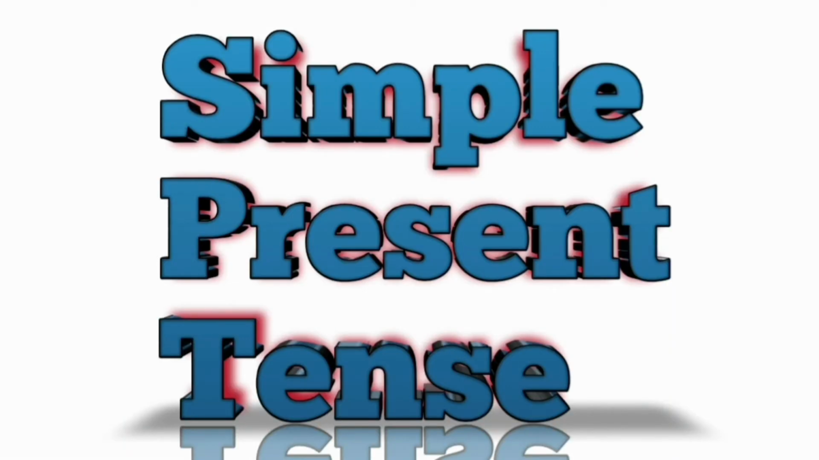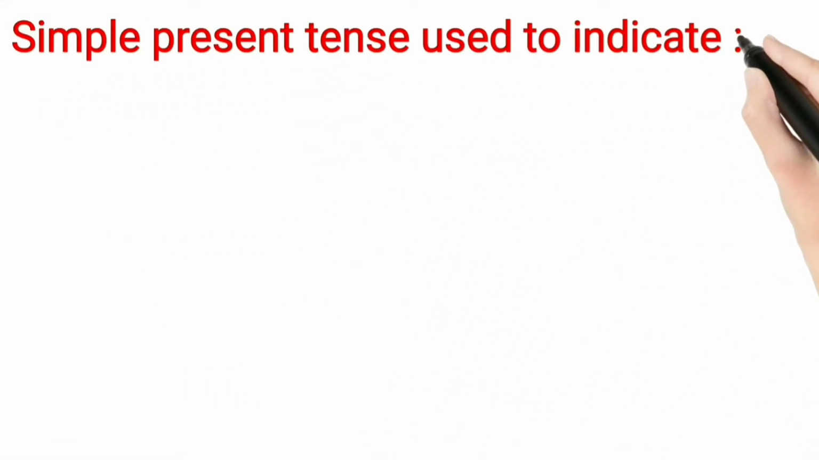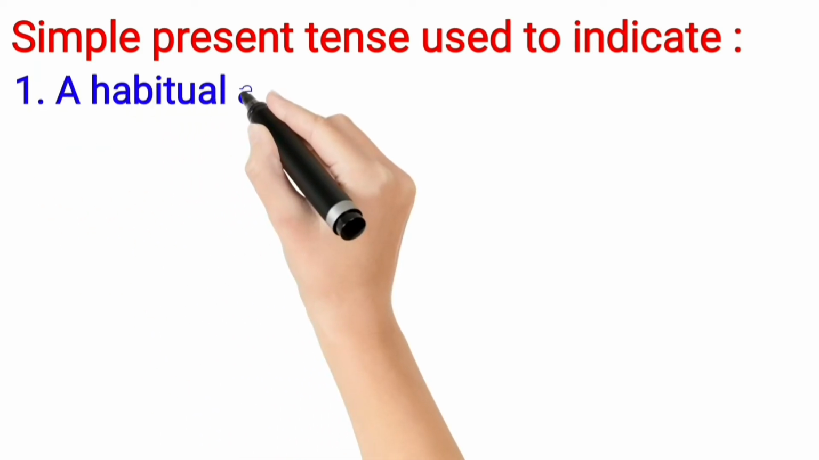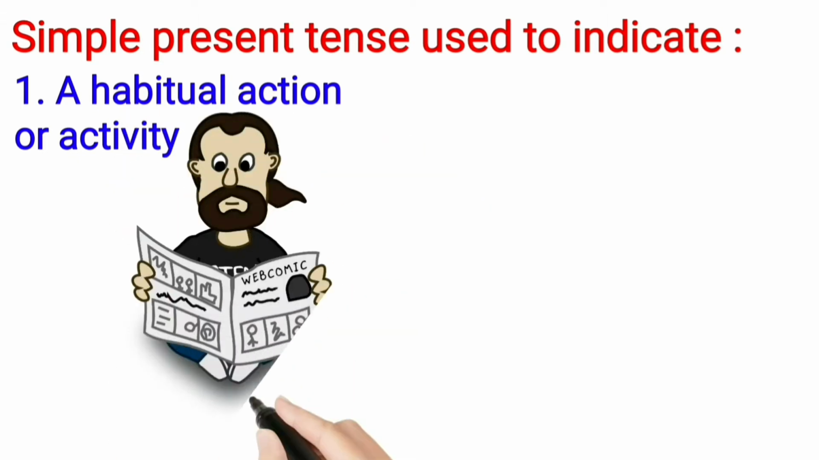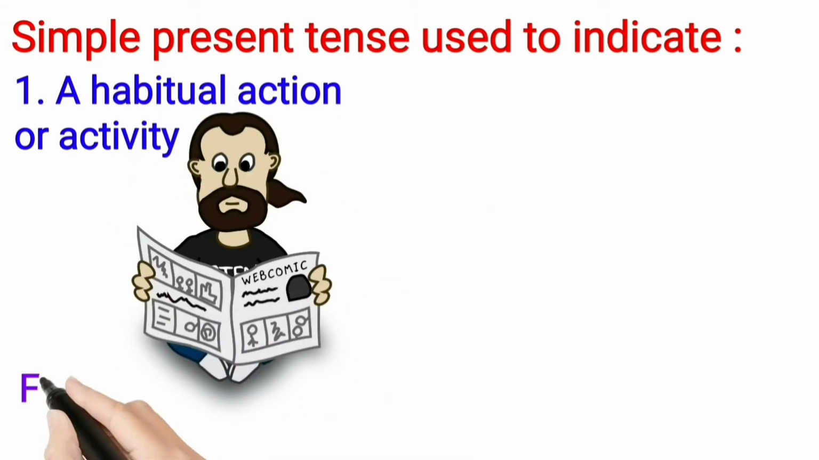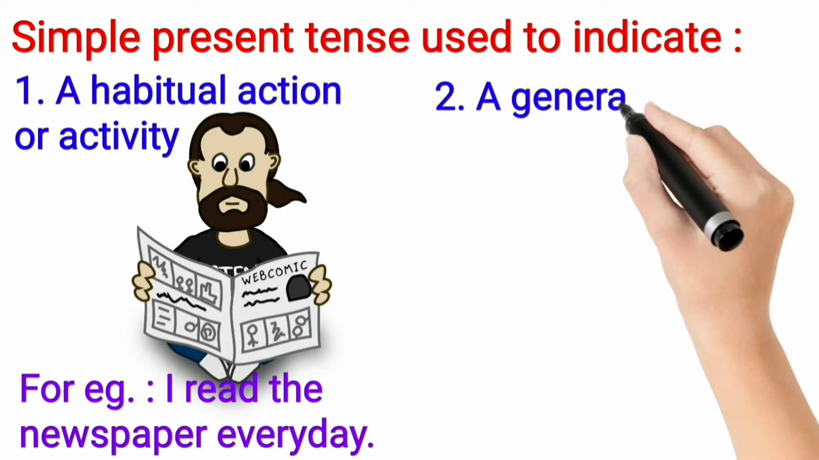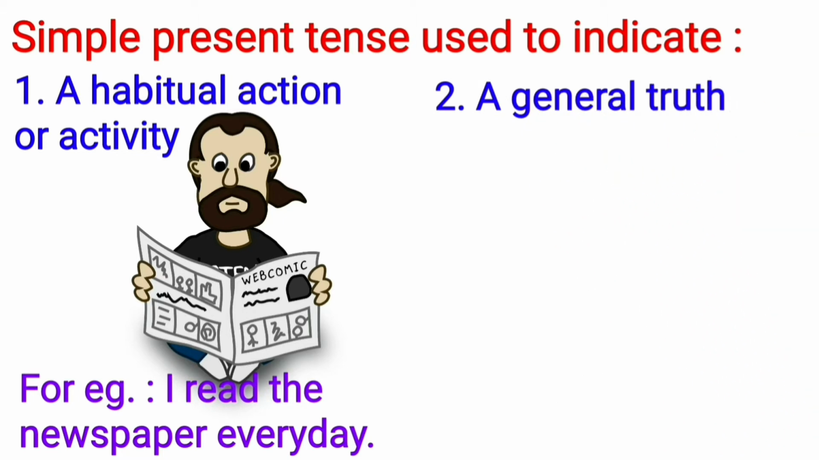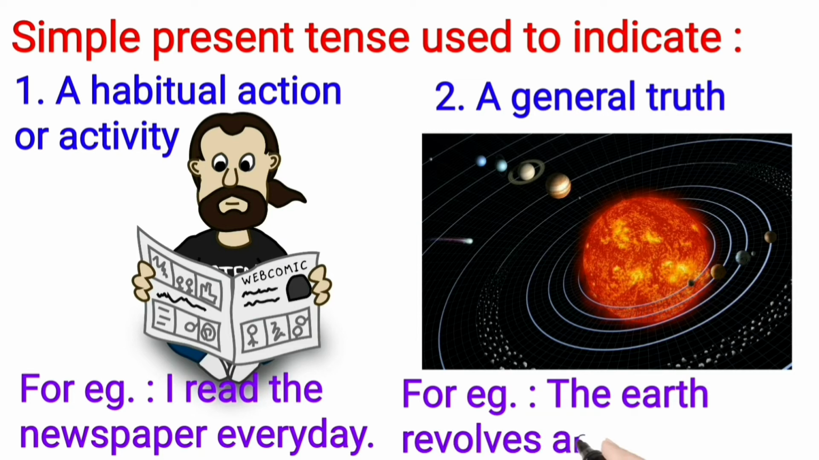Simple present tense. Today we are going to learn about simple present tense. Simple present tense is used to indicate a habitual action or activity. For example, I read the newspaper every day. Second one, a general truth. Simple present tense is used to indicate a general truth. For example, the earth revolves around the sun.